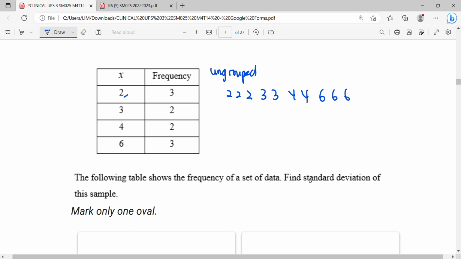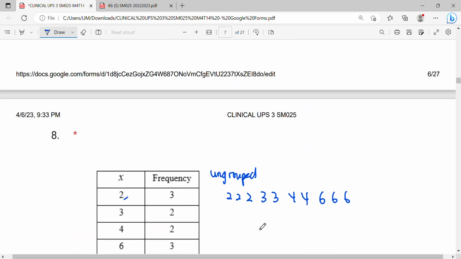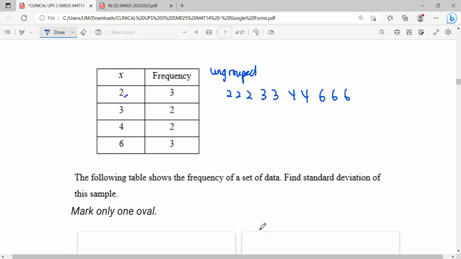So ungroup data. So what is your standard deviation? Actually this one we can use the calculator. Key in the calculator, and straight away we can get the standard deviation. So do you still remember how to use the calculator now? Take statistics.